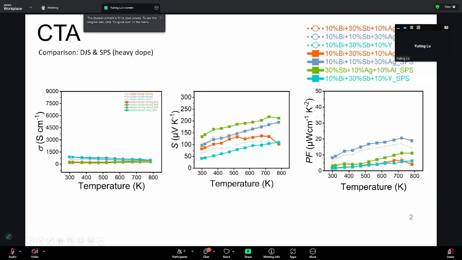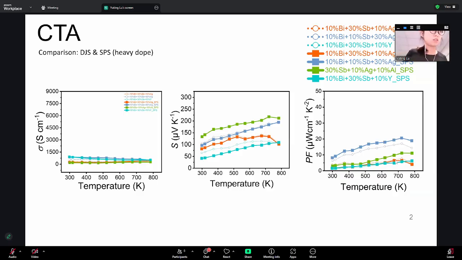So basically, we are currently doing the heavy-doped samples, which are used for the machine learning optimization, and I think they are using the EGBO optimization. Currently we're doing these 4 recipes, doped with a large amount of bismuth, antimony, and silver, along with aluminum and yttrium. But the yttrium one seems to have a very low ZT value.